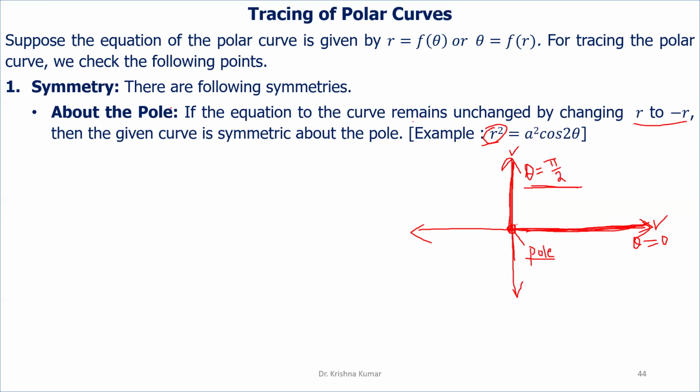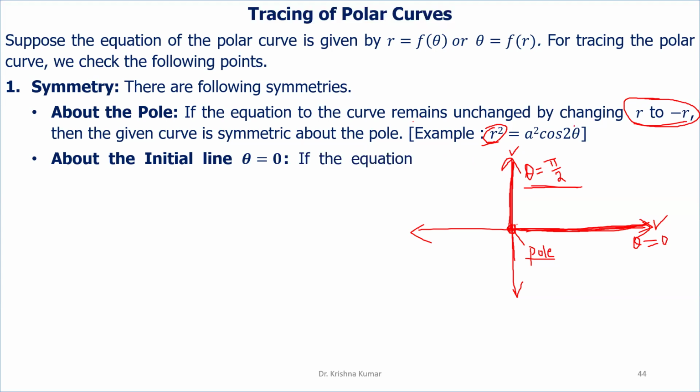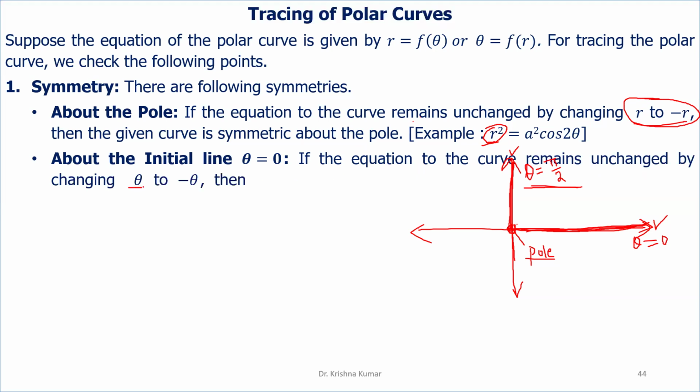Here, if you want to check the symmetry about the pole, we just replace r by minus r. If the equation of the curve does not change, then we say that the curve is symmetric about the pole. Now the second case, about the initial line theta equal to 0. If the equation of the curve remains unchanged by changing theta to minus theta, then the given curve is symmetric about the initial line theta equal to 0.